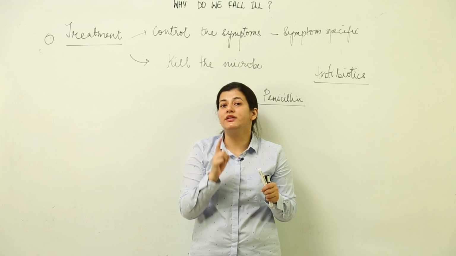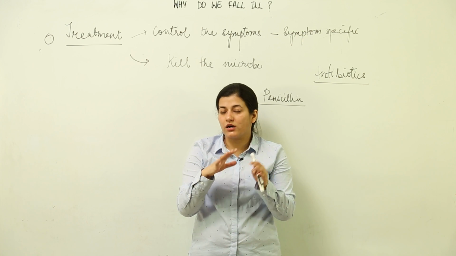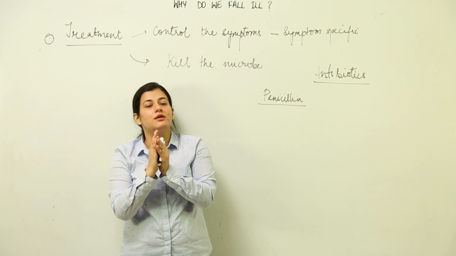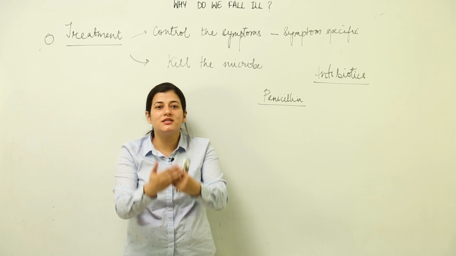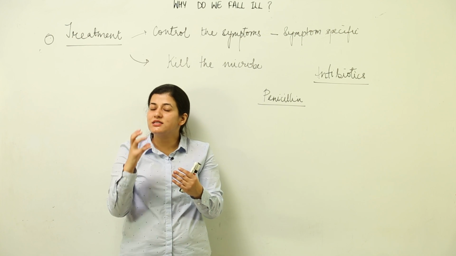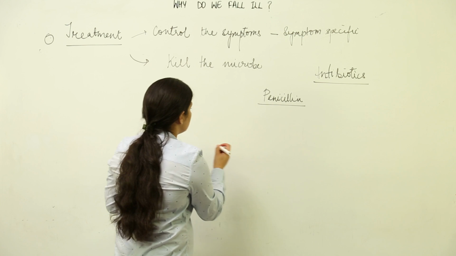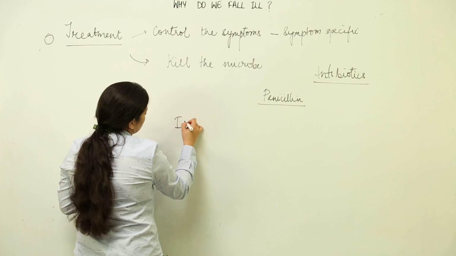Now, how does that happen? That happens because of the immune system. Now, if we use this immune system against the disease in such a way that the disease does not come and infect you again and again, that particular process is known as immunization.